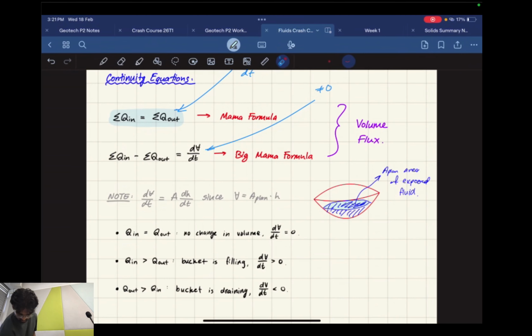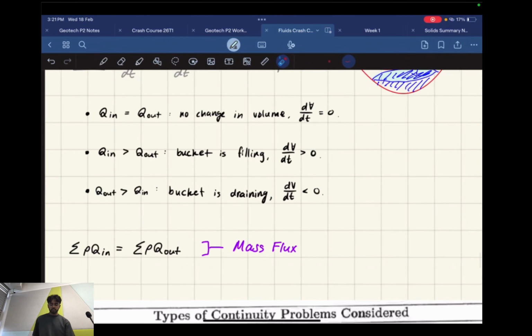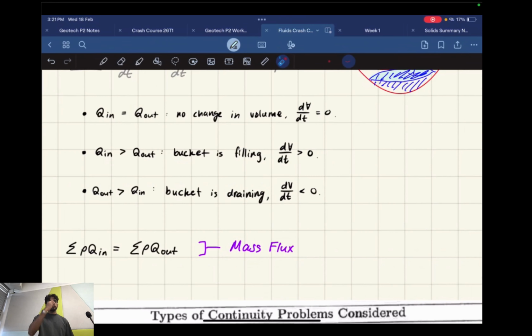Right, so now we've got one for mass flux as well. It's literally just one formula. So obviously mass doesn't change, right? Conservation of mass. Mass can't change, so there's only really one formula for this.